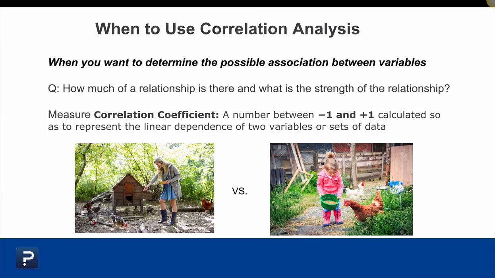So if you are going to look at particular items such as an adult feeding chickens versus a child feeding a chicken, you will want to ask, what is the health of the chickens when the adult feeds them versus the child? Is there anything there? So what you'll want to do is measure the correlation coefficient, which will come out with a number between -1 and +1, and it's calculated to represent the linear dependence between the two variables or sets of data.